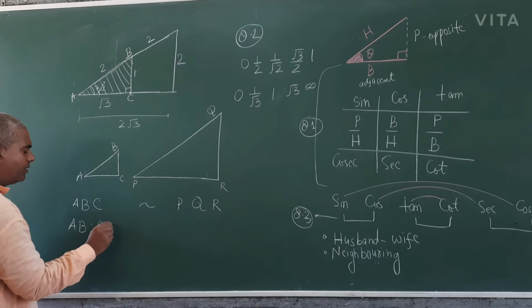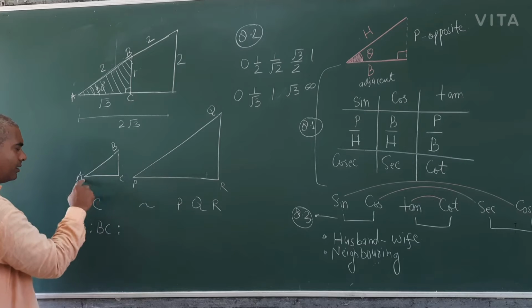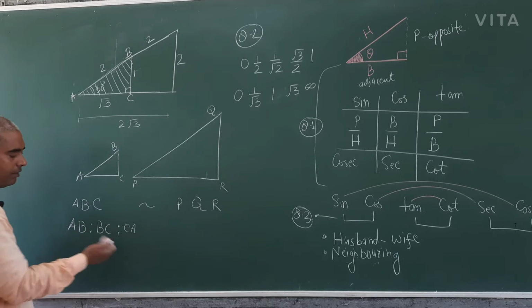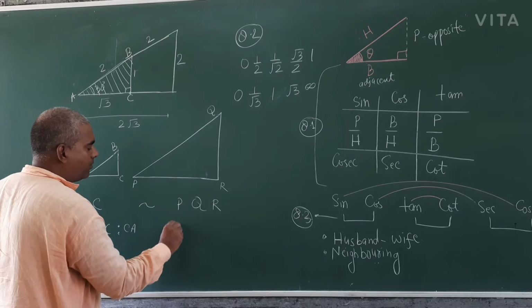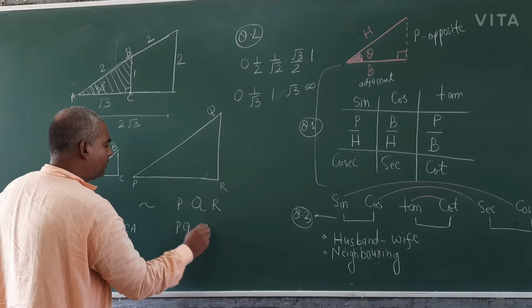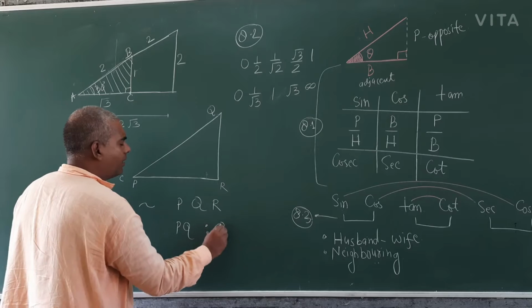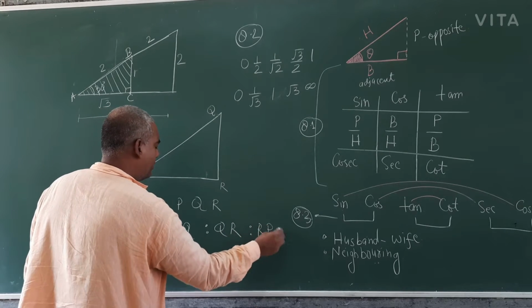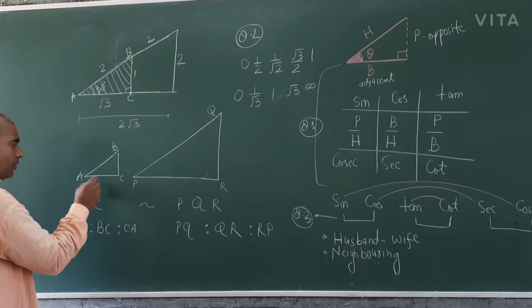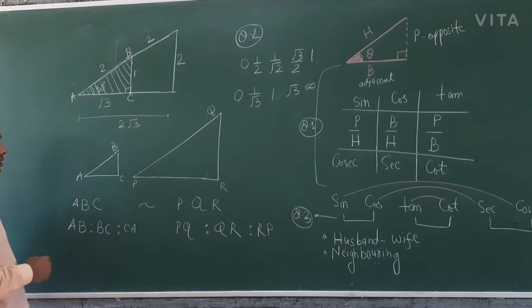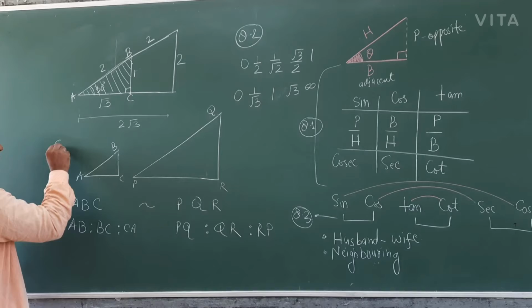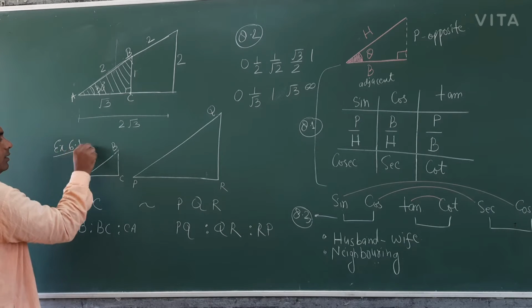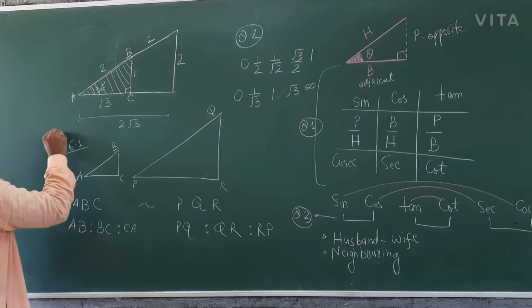BC, and here CA. These are the three sides. They will be in the same ratio here, PQ, QR, and RP. Just like this was the example solved test. Exercise 6 point, I think 1, or theorem 6.23.